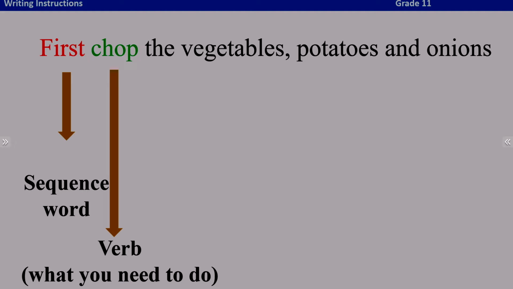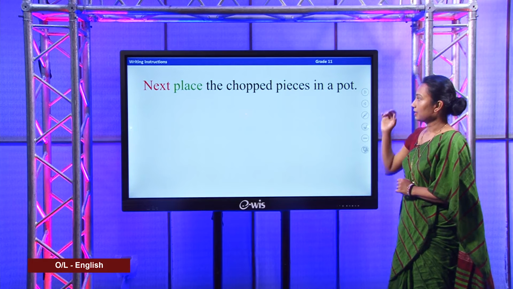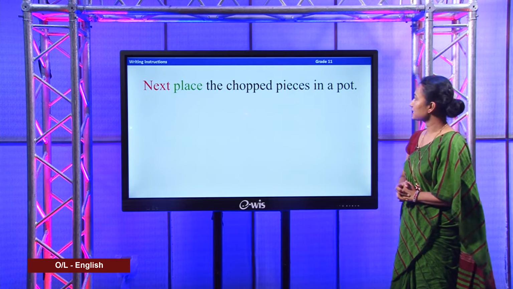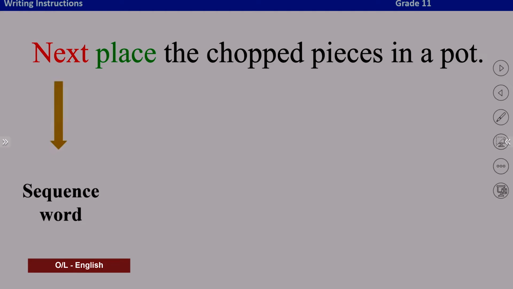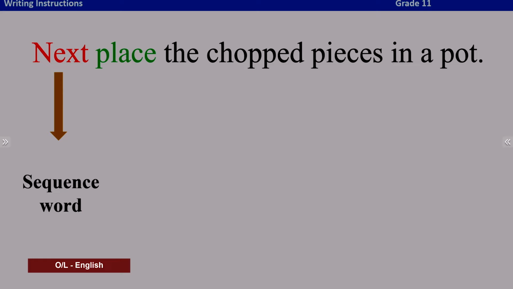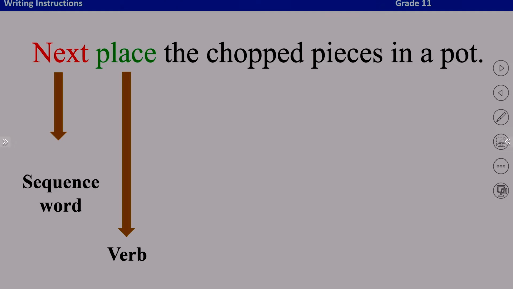Here you have the second instruction. Next, place the chopped pieces in a pot. So what is next here? It is the second sequence word used by Amali's mother. So what is place? Place is the verb. Place what? The chopped pieces. Where? In a pot.